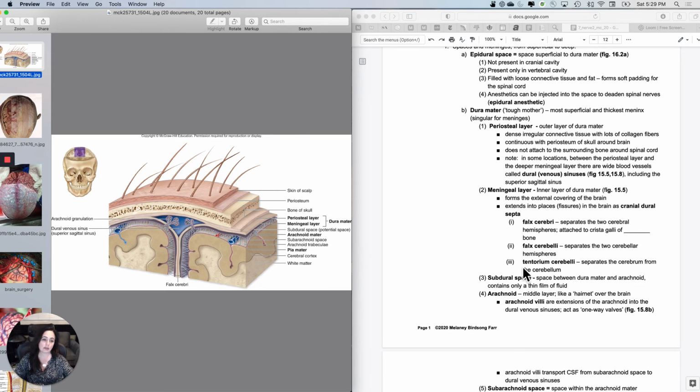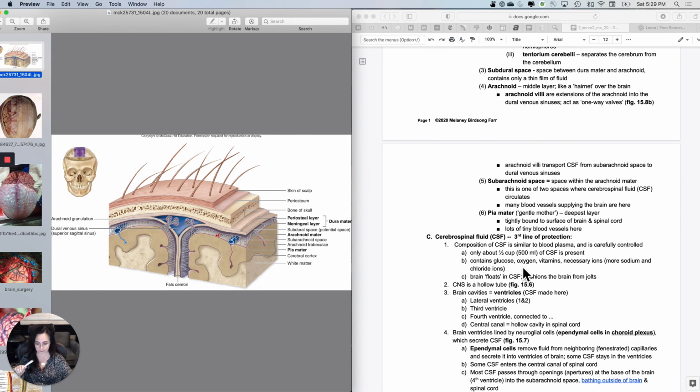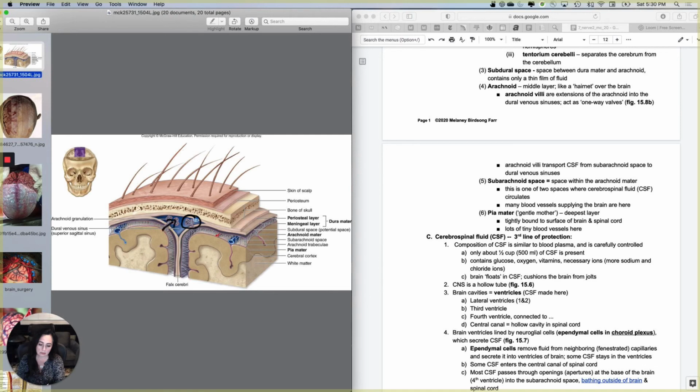The arachnoid, this middle layer, like a hairnet over the brain, has little extensions that poke up into those blood vessels. Remember that this was a blood vessel. This was a blood vessel. And so these are one-way valves called arachnoid villi, or sometimes arachnoid granulations. They act as one-way valves because the cerebrospinal fluid, CSF, circulates in the subarachnoid space, and when it needs to get out and get back into the bloodstream, it will leave via these one-way valves called arachnoid villi. So that's how it actually leaves.